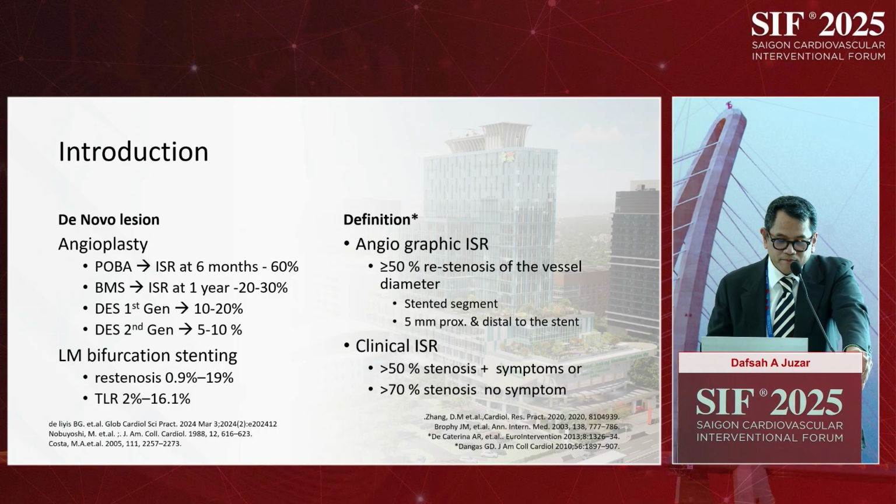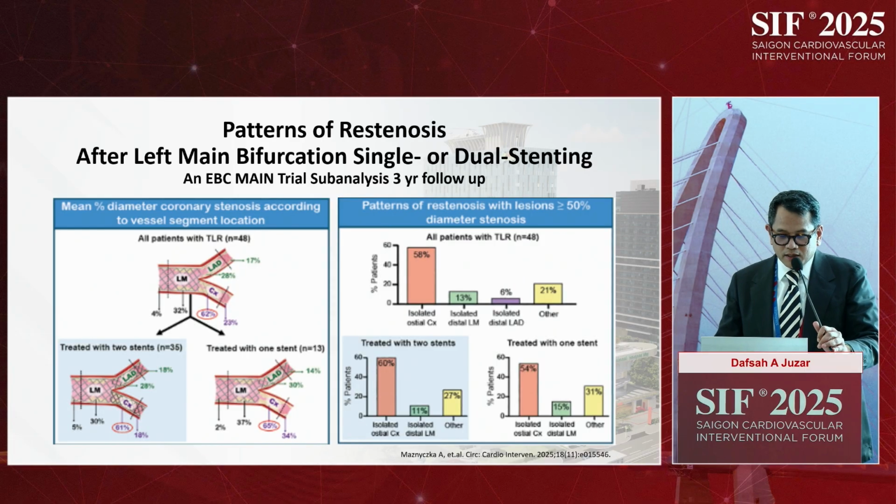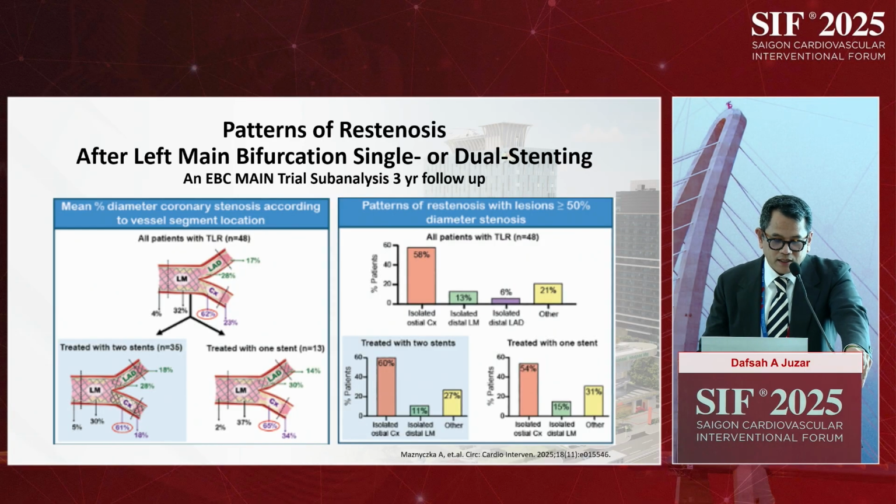I think from the previous RCTs, we learned that regardless of the left main stenting strategy used, either one-stent strategy or two-stent strategy, the most common site that gets restenosis is the ostial circumflex, as is shown there from the sub-analysis of the EBC MAIN.